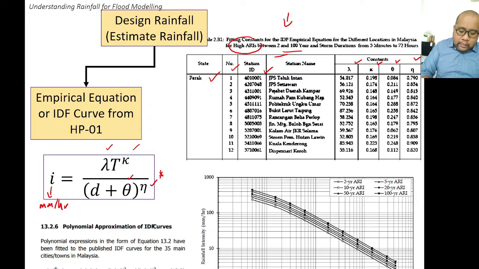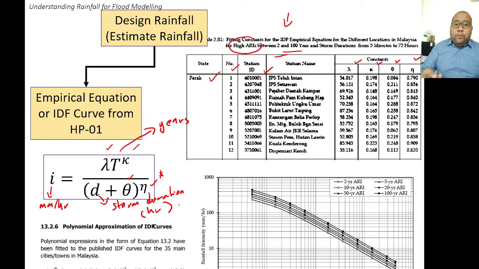And then you have T. T here is the return period, and the unit is years. And then D is the storm duration, and the unit is hours. So if you substitute and select the correct fitting constants, you will get exactly the rainfall intensity for the station that you want to find. So that's the first step.